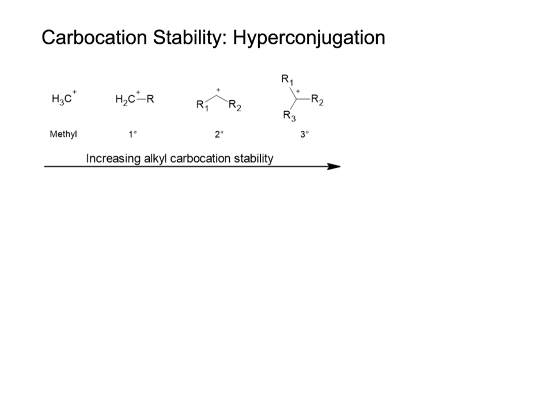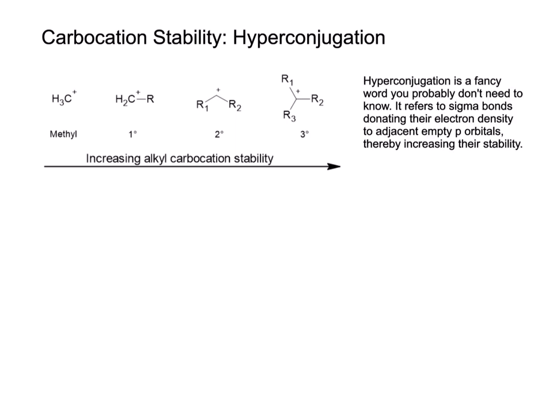When it comes to carbocations, stability is one of the most important concepts that you can understand. When we refer to carbocation stability, we're typically referring to 2 things, hyperconjugation and resonance. We're going to look at hyperconjugation first. Hyperconjugation is probably a term you don't really need to know at the undergraduate level, in that much detail anyway. It refers to sigma bonds donating their electron density to adjacent empty p orbitals, thereby increasing their stability.